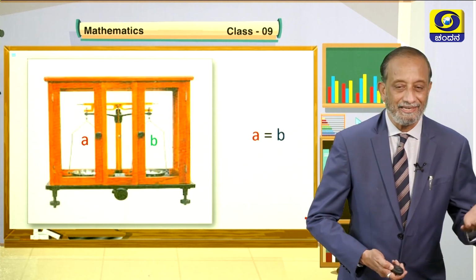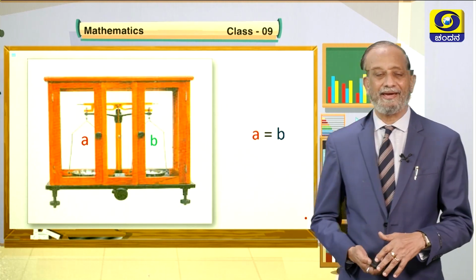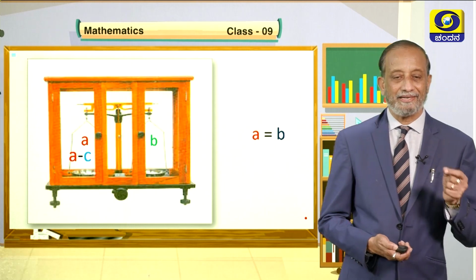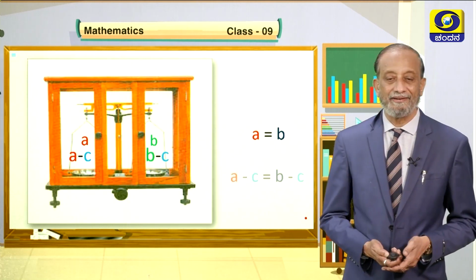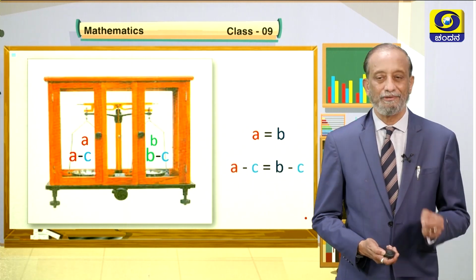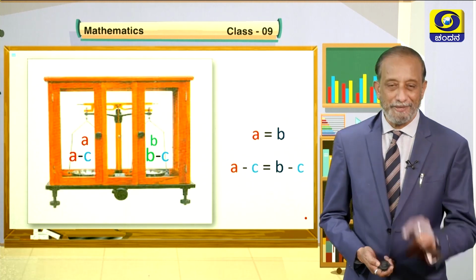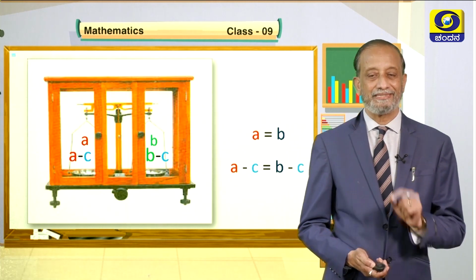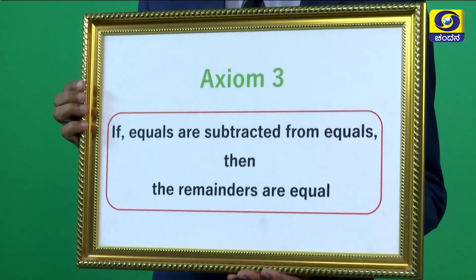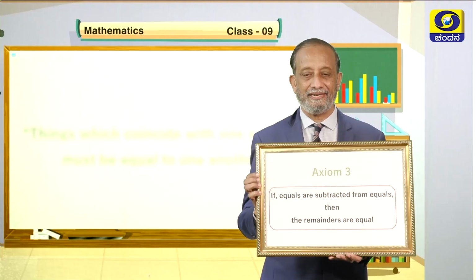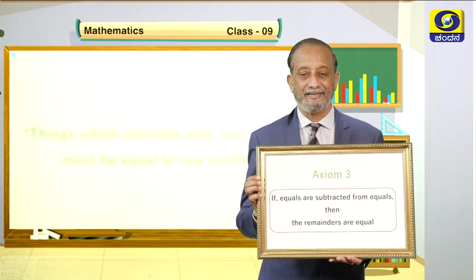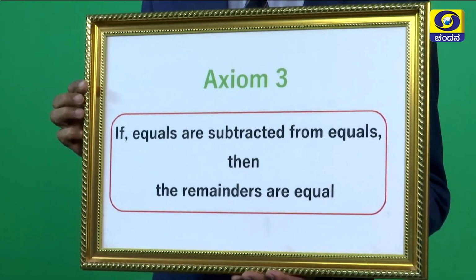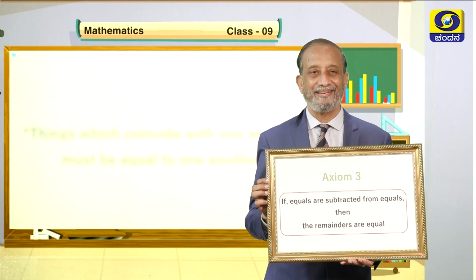Let us say that the left pan is equal to the right pan, and we say that A is equal to B. Let us subtract C from both sides, then we will get A minus C exactly equal to B minus C. So, this is axiom number 3, which states that if equals are subtracted from equals, then the remainders are equal.